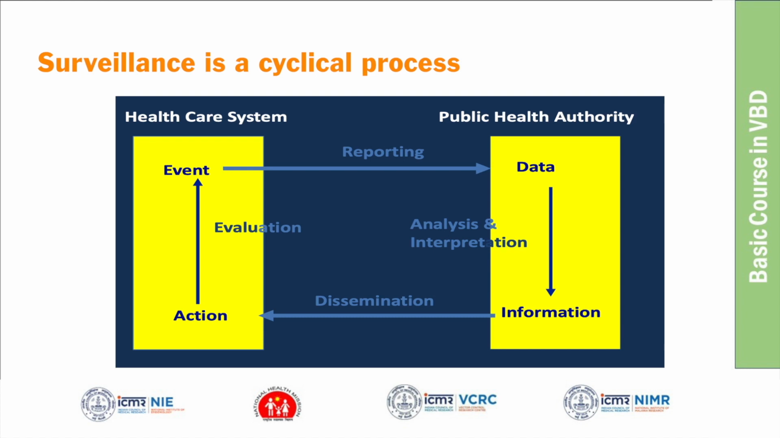That events data is transmitted to a public health authority. That data will be converted into information. That information is again sent to the healthcare system as feedback for decision making and actions. Again the process starts. So events, maybe from primary health centers or health facilities or hospitals, are reported as data to the public health authority, at district level or state level. They do analysis and generate reports. Then that information is disseminated again to the healthcare system for decision making.